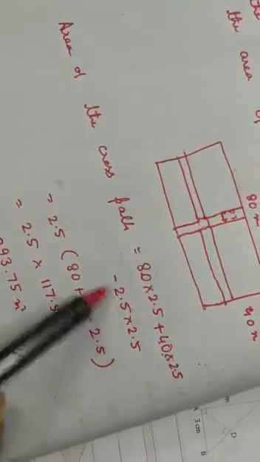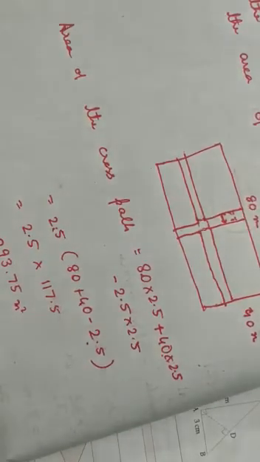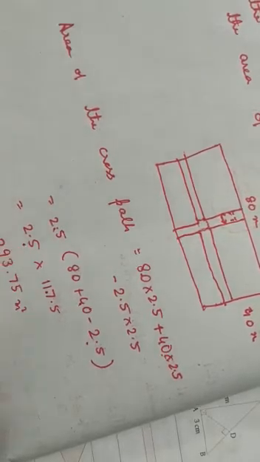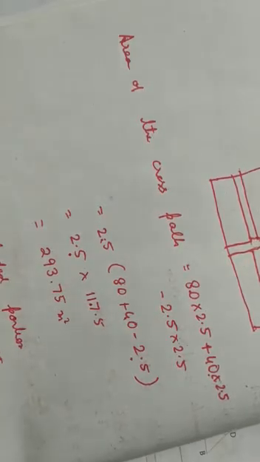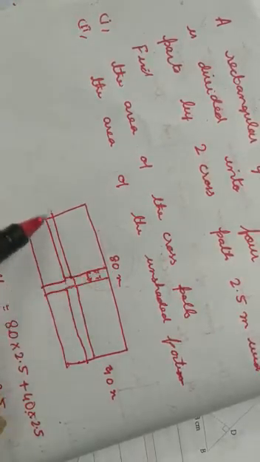So what we did, we took out 2.5 common. So 80 plus 40 minus 2.5. This is coming out to be 117.5 into 2.5. Then multiplication was done and it came out to be equal to 293.75 meters square. So that should be the answer of the first part. That is the area of the cross path.